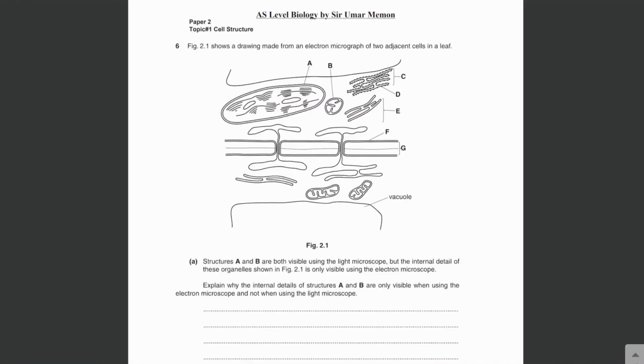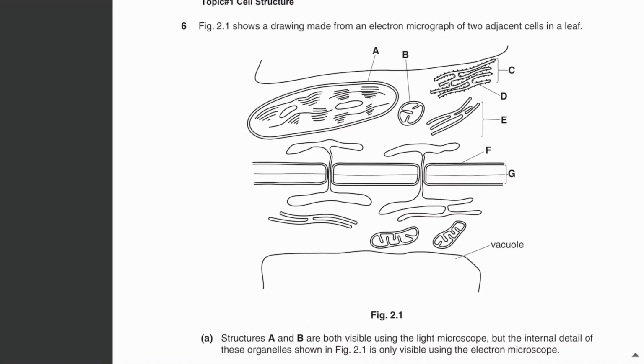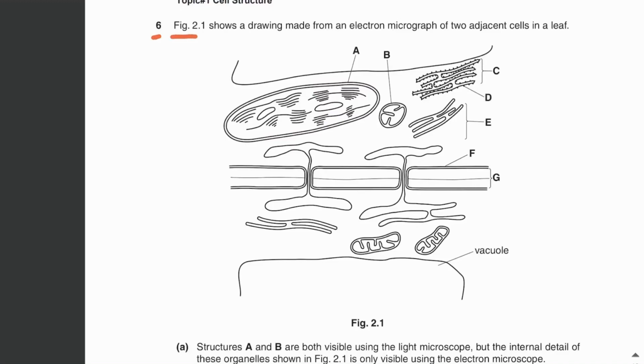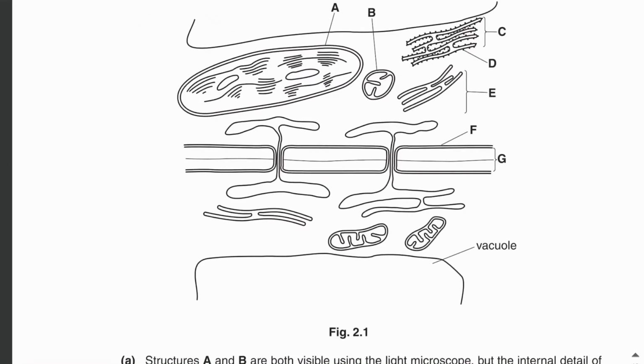This is a topic of AS level biology 9700. Let's discuss question number 6. Figure 2.1 shows a drawing made from an electron micrograph of two adjacent cells in a leaf. So in figure 2.1, we can see the drawing of two adjacent plant cells as seen under the electron microscope.